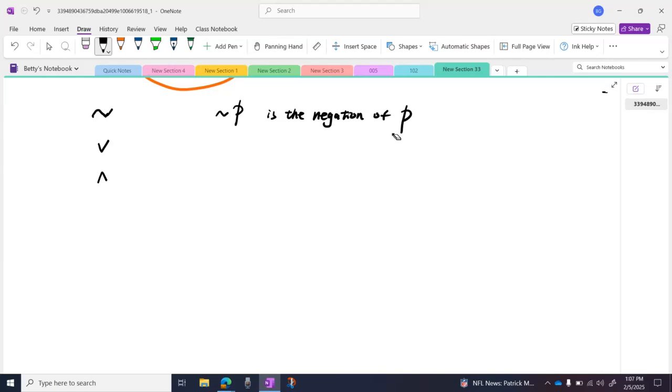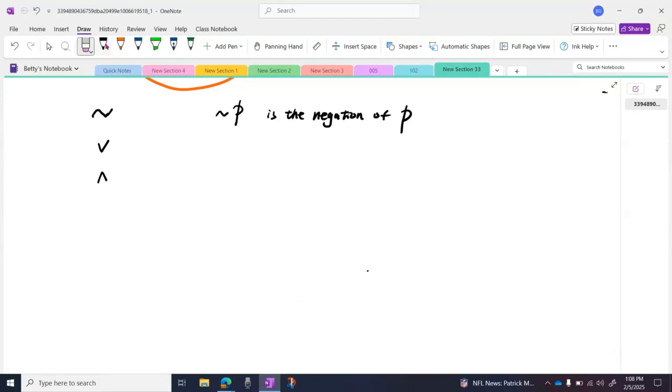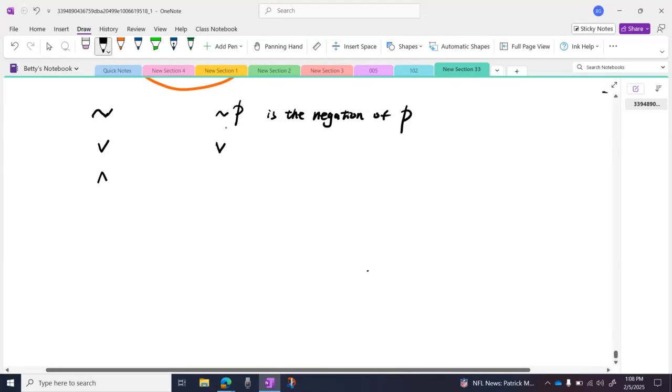Those two statements always have different truth values. If P is true, then its negation must be false. If P is false, then its negation must be true. All right? I think it's very straightforward. For disjunction, this connective is called disjunction.